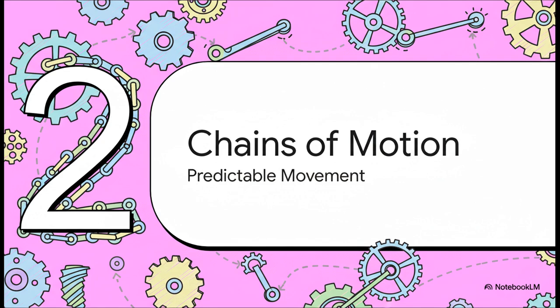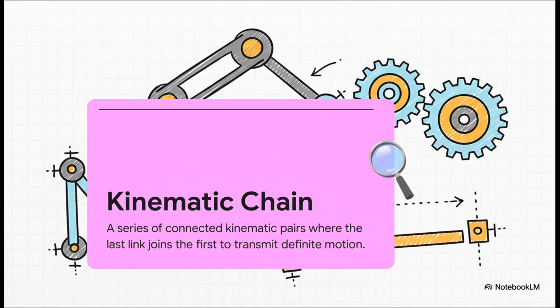Now, when you connect a whole series of these links and pairs into a closed loop, you get what's called a kinematic chain. A bicycle chain is the perfect example that comes to mind. You move just one link, and the entire chain has to move in a perfectly predictable way. There's no guesswork at all. The motion is literally baked into the design.